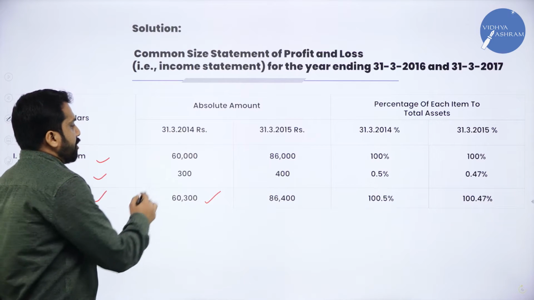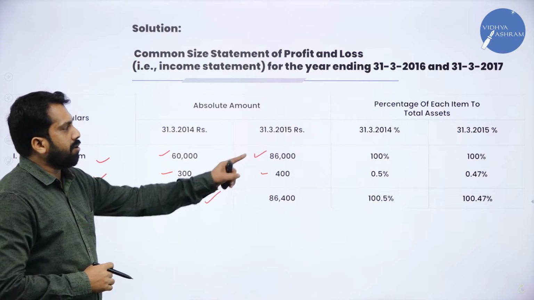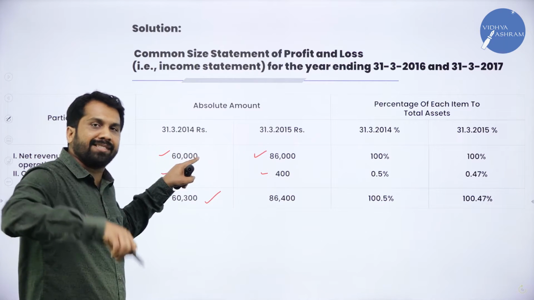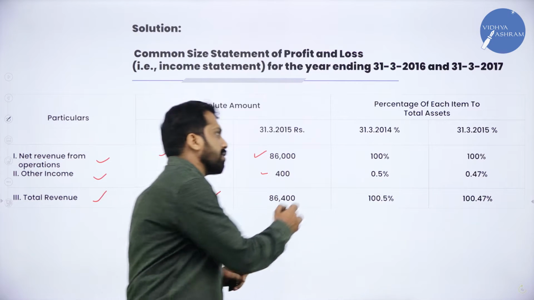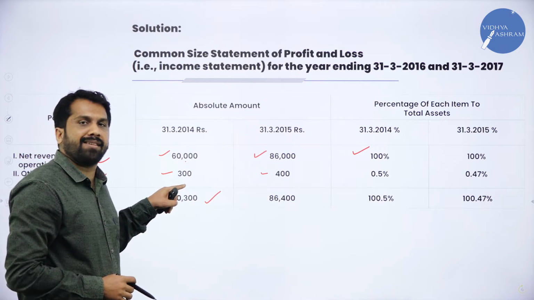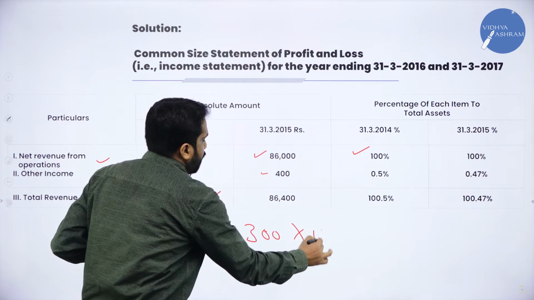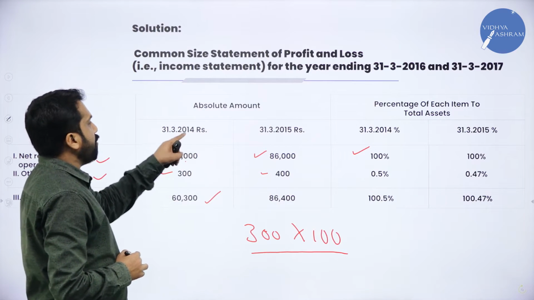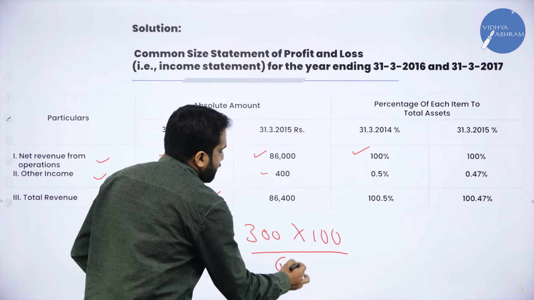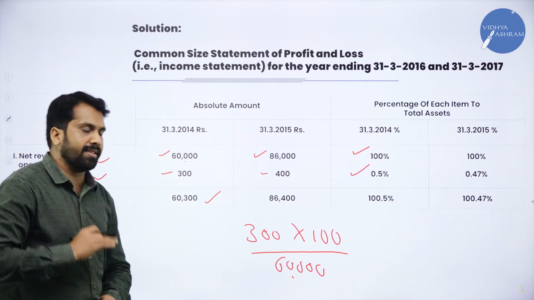Now, as per the question, we have taken 60,000, 86,000, everything. Total also we have done. Now we'll go for the percentage. How to calculate percentage? As I told you, your total itself is the denominator, your 60,000 itself is always 100. Now, 300. How to calculate 300? Simple. We are doing 2014. 300 multiplied with 100 divided by what? For 2014, the denominator is 60,000. Divided by 60,000, your answer is 0.5%. Clear?